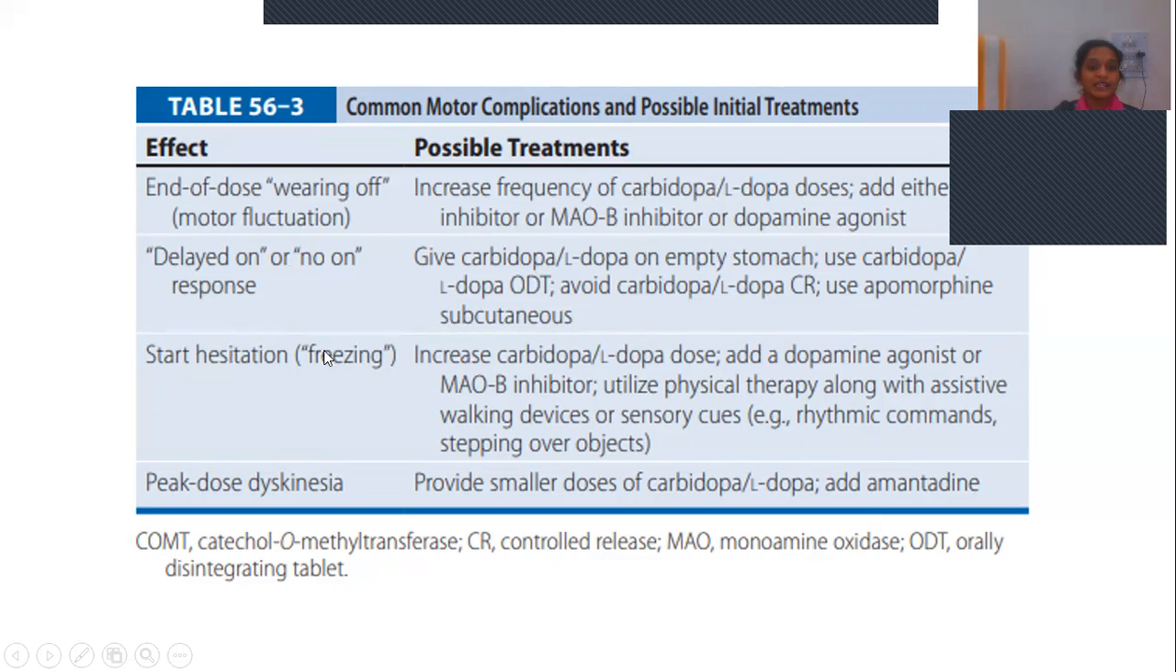And start hesitation or freezing, if the patient is complaining of freezing-like symptoms. At that time we have to increase the dose, add a dopamine agonist, an MAO-B inhibitor, or utilize physical therapy in order to relieve that freezing activity. And walking devices and sensory cues like rhythmic commands and stepping over objects should be used to bring the patient out of freezing. Peak dose dyskinesia, that means if they are having dyskinesia because of high dose, at that time we have to decrease the dose, give a smaller dose, and add amantadine. So these were the complications and the initial treatments for these motor complications.